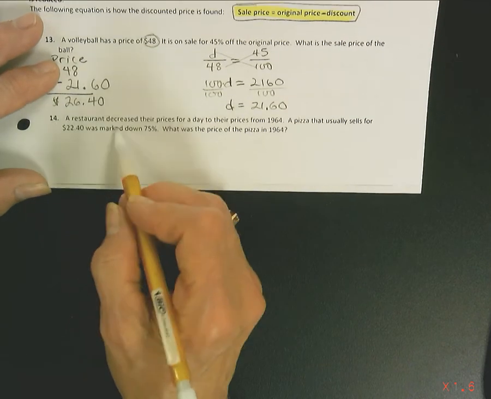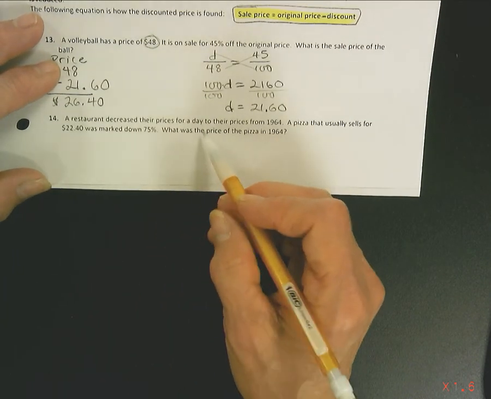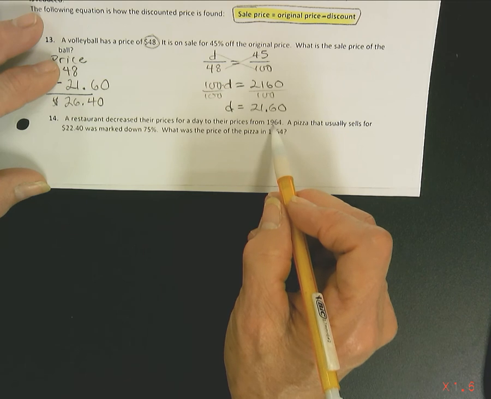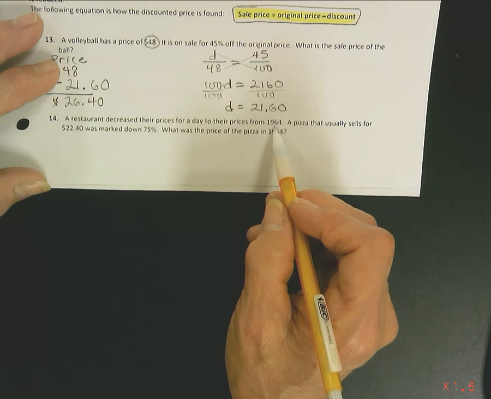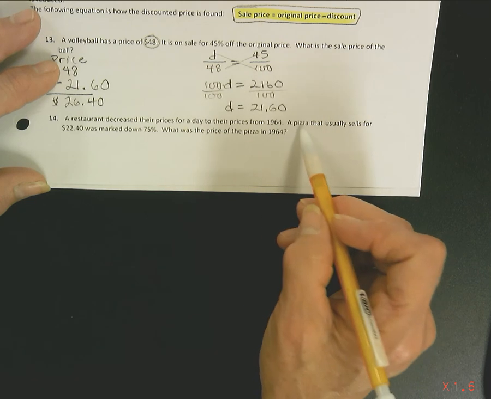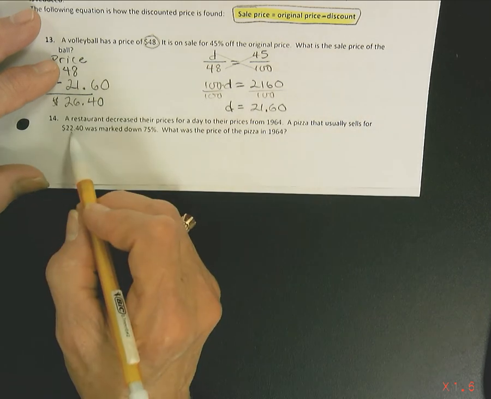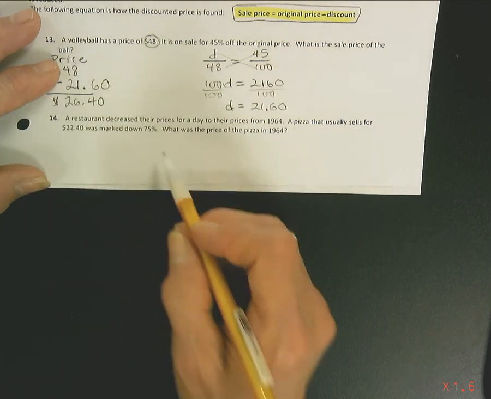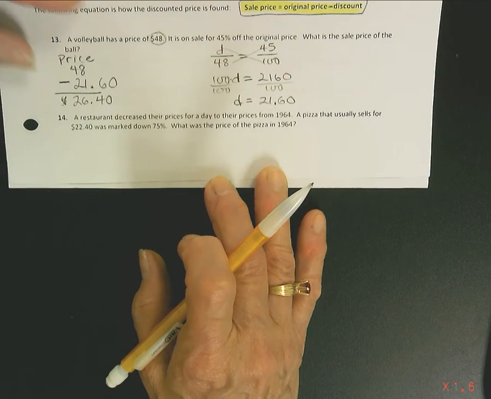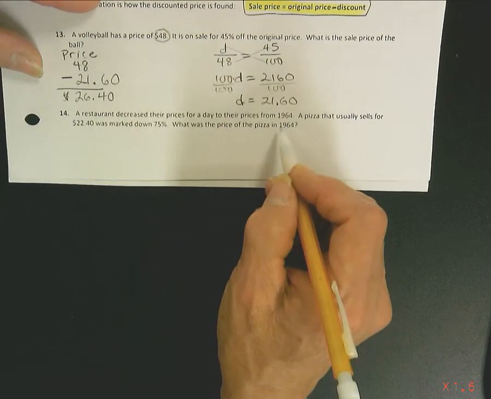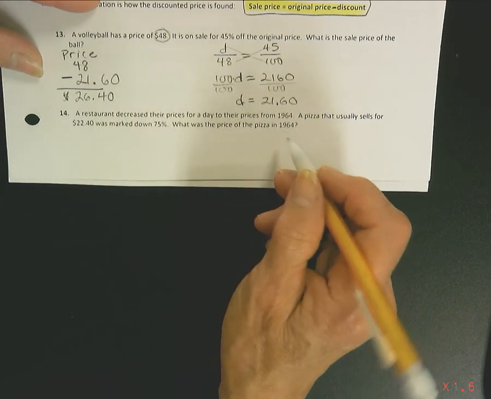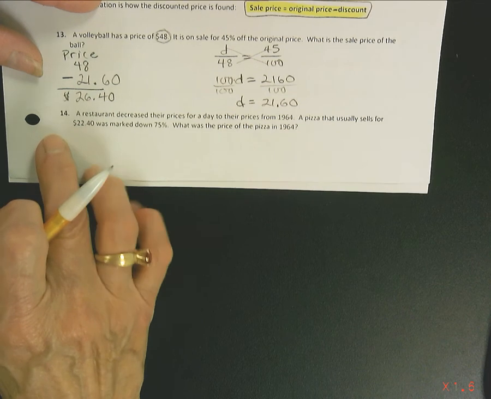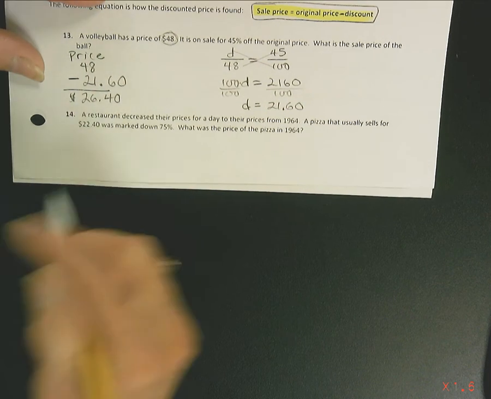A restaurant decreases their prices for a day to the prices from back in 1964. Guys, way before you were born. I was a little girl then. A pizza that usually sells for $22.40 was marked down 75%. What's the price of the pizza back in 1964? Why don't you pause the video and try this one on your own, since it's just like number 13.